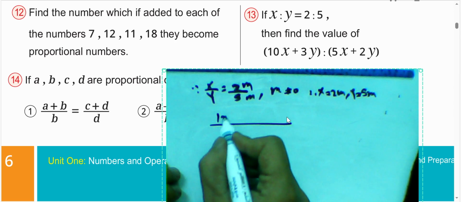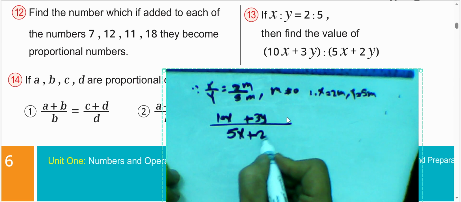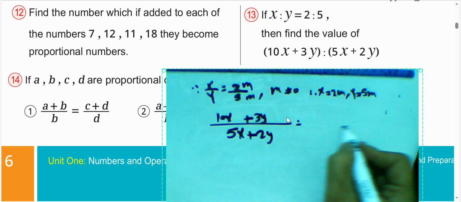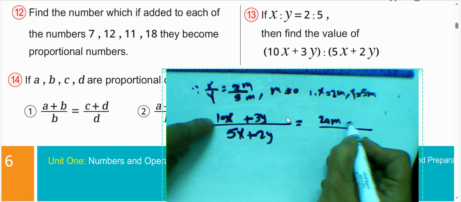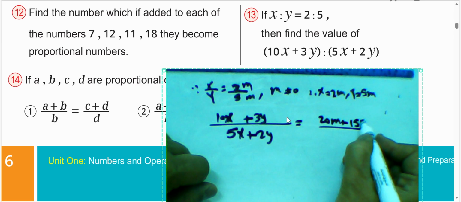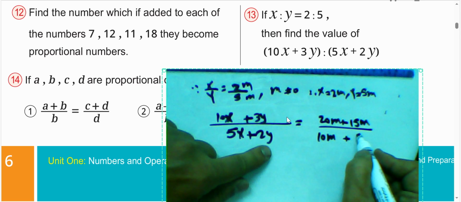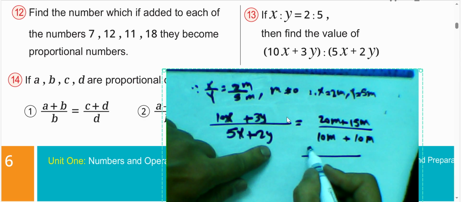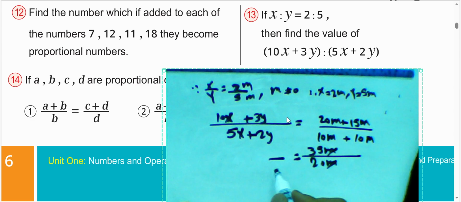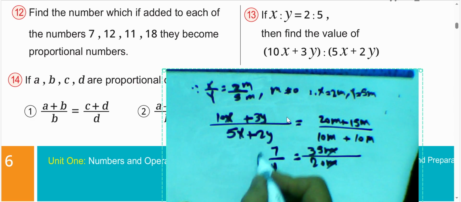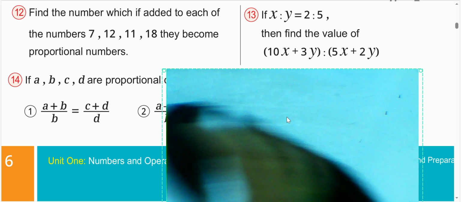Now we can write 10x plus 3y over 5x plus 2y. 10 multiplied by x, 10 times 2 equals 20. 3 times y is 15. And 5 times x, 5 times 2 equals 10. 2 times y, 2 times 5 equals 10. 20 plus 15 equals 35m, and we have 20m. Cancel and then divide by 5. 20 divided by 5 equals 4. 35 divided by 5 equals 7. So the ratio will be 7 over 4, which is the value of this answer.